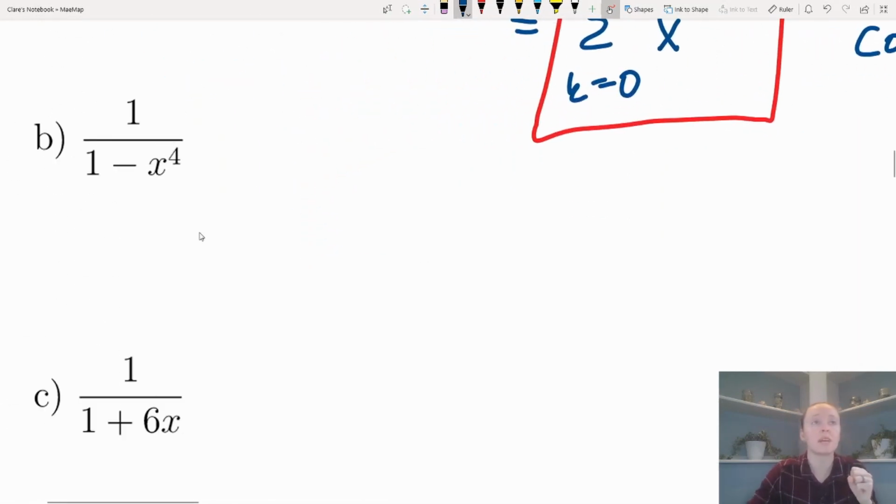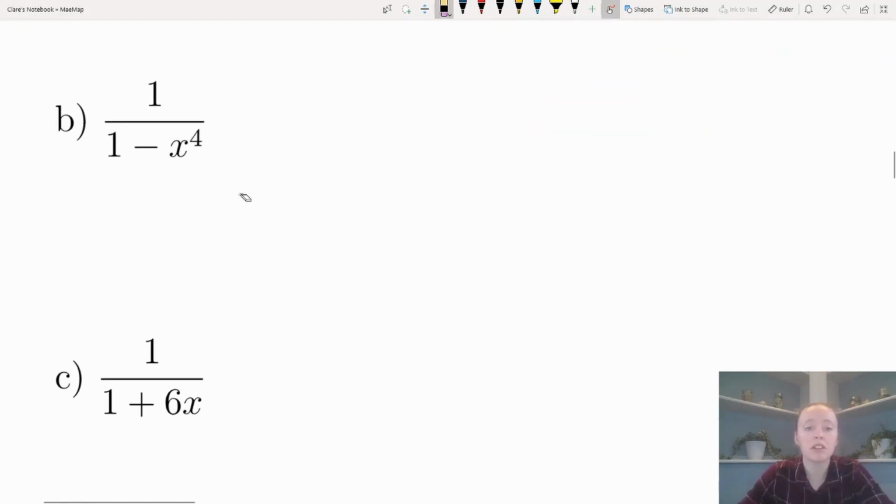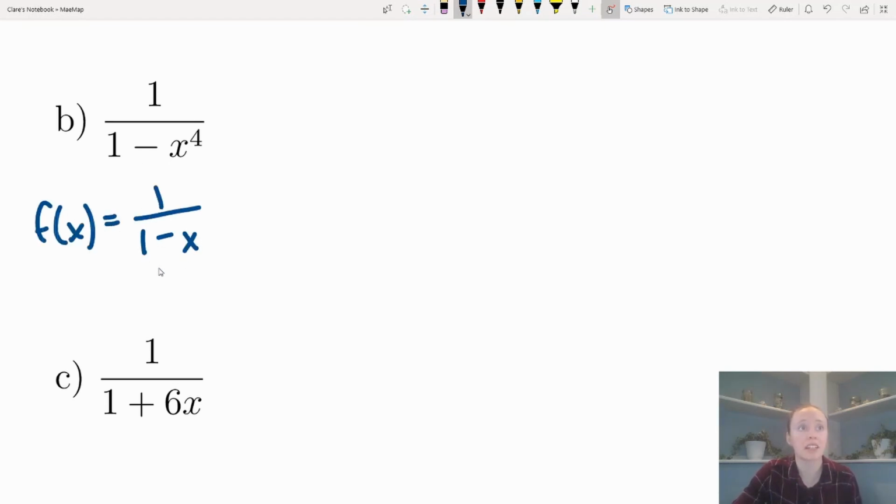Let's go ahead and zoom in and go over b. b is 1 over 1 minus x to the 4th. So if we have 1 over 1 minus x to the 4th, if you remember, our f of x is equal to 1 over 1 minus x. But as opposed to plugging in an x, we're plugging in an x to the 4th. So this is equivalent to f of x to the 4th.